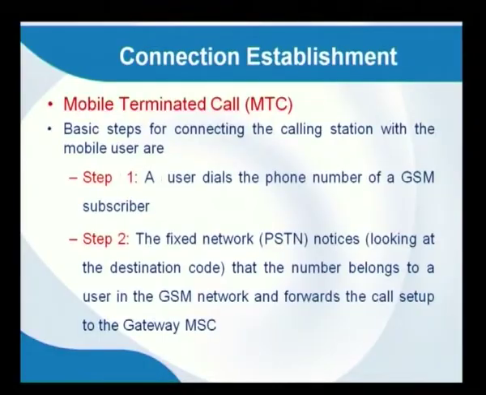We will discuss how the mobile terminated call is generated. The basic steps for connecting a calling station with a mobile station. In the first step, the user is dialing the phone number of a GSM subscriber. In the second step, the fixed network or PSTN notices the destination code. The moment the PSTN receives some information, it will contact the gateway mobile switching center.